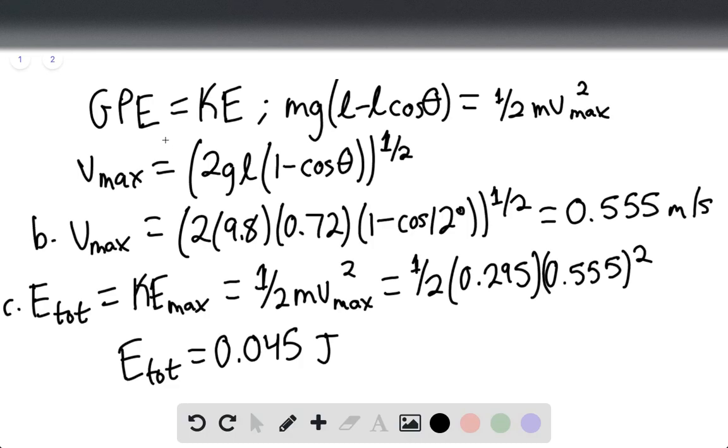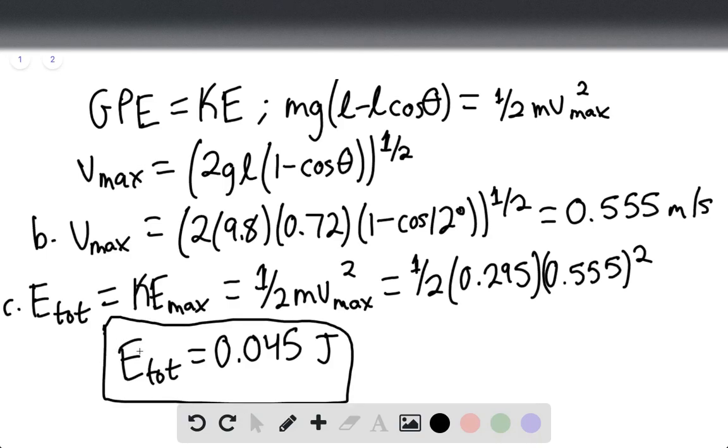Now, we could have also simply calculated the gravitational potential energy in the beginning, because that's also going to be equal to the total amount of energy. Again, because of the law of conservation of energy, the total amount of energy won't change. So we could have calculated GPE instead of the maximum kinetic energy. Either way, you're going to end up with 0.045 joules as the total amount of energy. So this will be your answer for C.